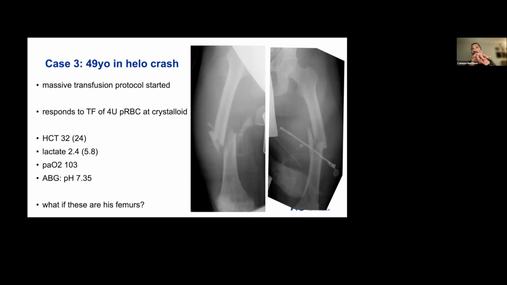What if these were his femurs, Steve? Would that change what you did? I think it makes you think a bit more about definitive fixation. That being said, considering his situation, especially with all the parameters you mentioned, with his initial lactate and his hemoglobin, which required multiple rounds of transfusion, I think for this, debridement, irrigation, and external fixation, again, come back and fight another day once he gets further resuscitated. But I think it makes you think a bit more about possibly fixing one fracture.